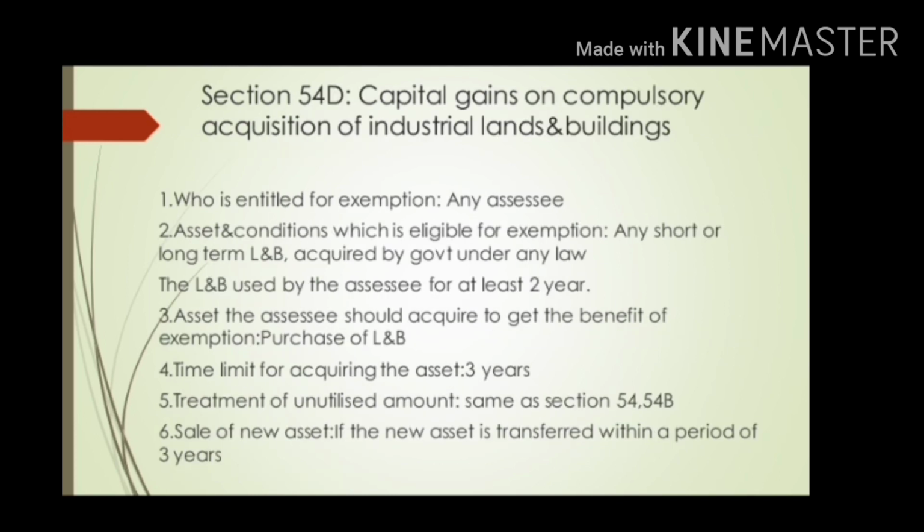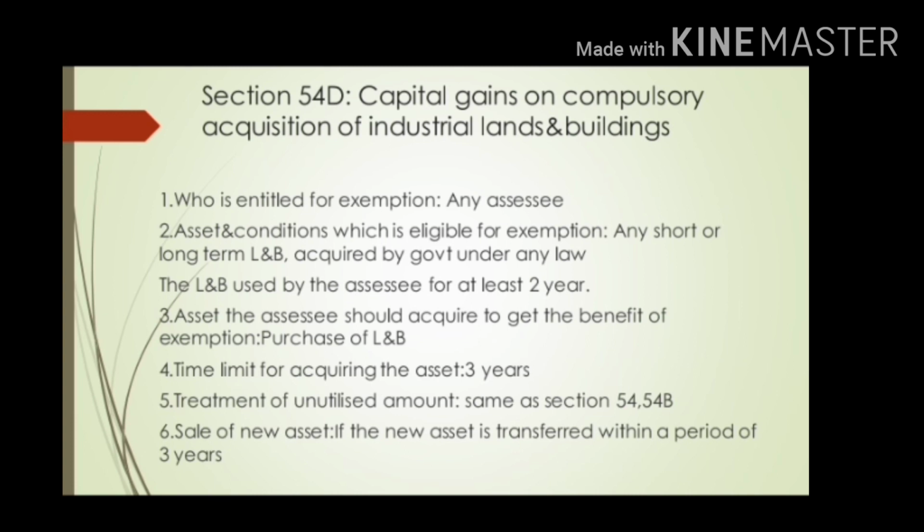And the next section is section 54D. Here we are going to discuss exemptions from capital gains on compulsory acquisition of industrial land and building. It is applicable to any assessee. Any assessee means he may be an individual, HUF, company, or firm. The asset and conditions which are eligible for exemption.